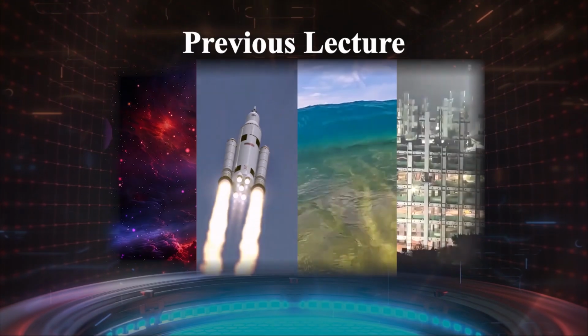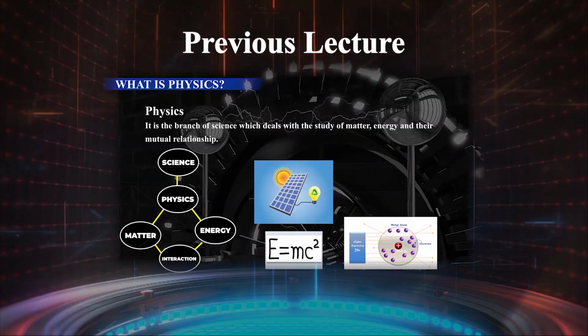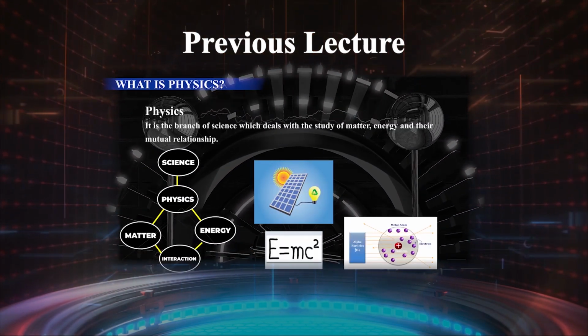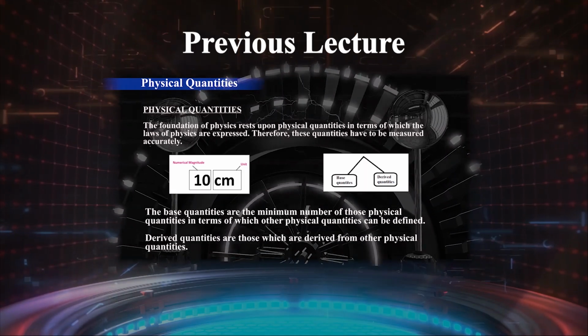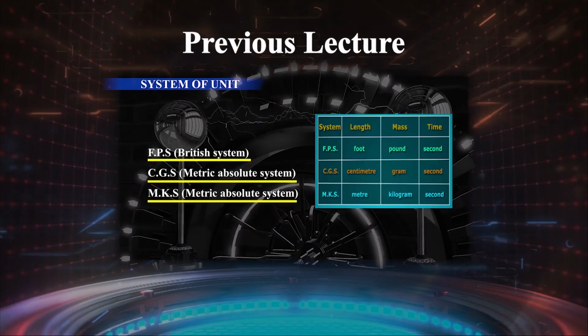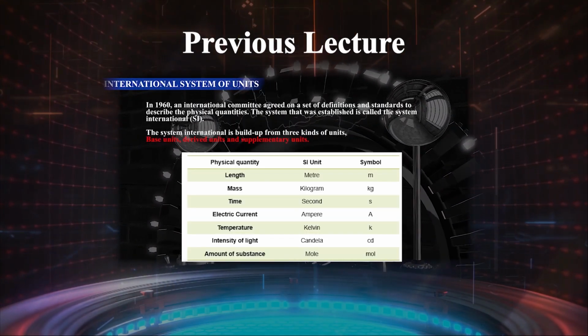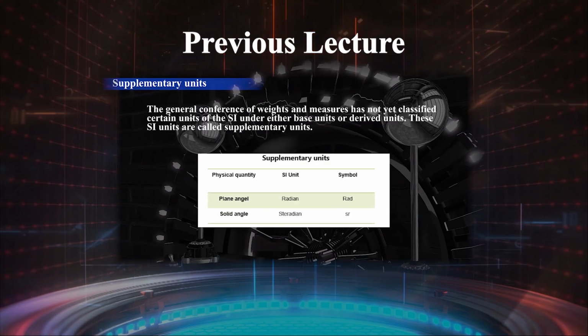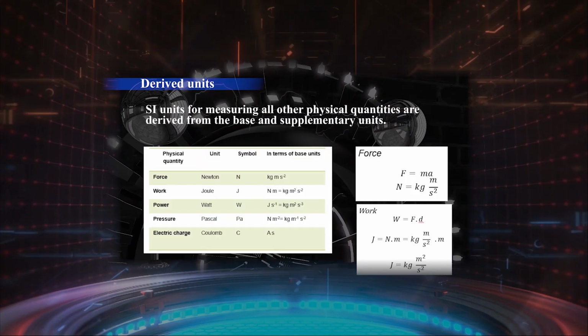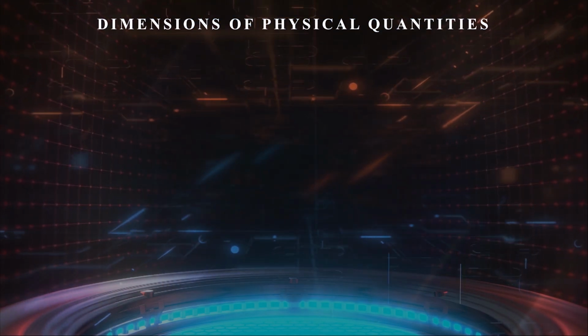So in our previous lecture, we learned what a physical quantity is and how physical quantities are divided into base and derived quantities. And we also started the units of base and derived quantities. Today we are going to discuss the dimensions of physical quantities.